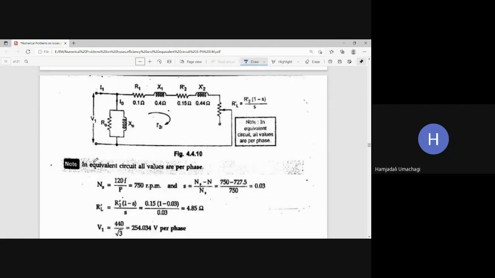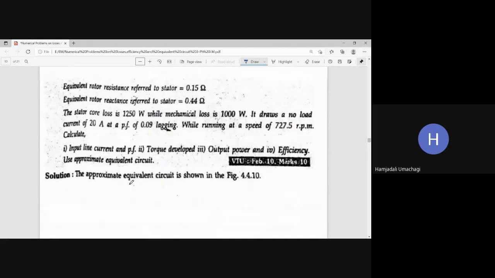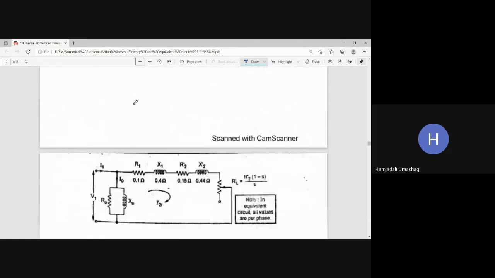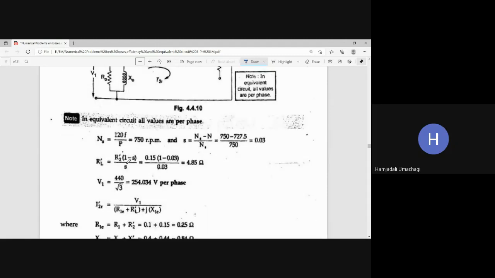Now let us see the solution here. In the equivalent circuit, all values are per phase. Now the ns value: the formula is 120 f by p. Substitute the frequency, which is 50 hertz, and the poles, which are 8. After substituting, the synchronous speed ns will be 750 rpm. Using this we'll solve for the slip: s is equal to (ns minus n) upon ns, where ns is 750 and the speed of the induction motor during running condition is given as 727.5 rpm. Then the slip s is equal to 0.03. Now we know that the mechanical load's electrical equivalent is referred to the stator side.